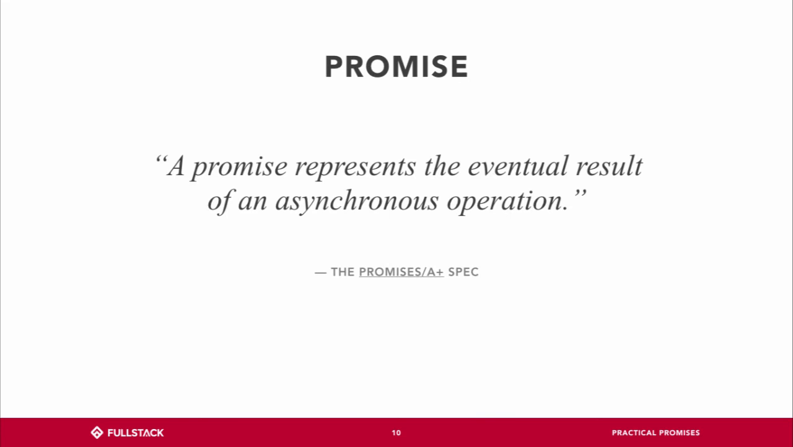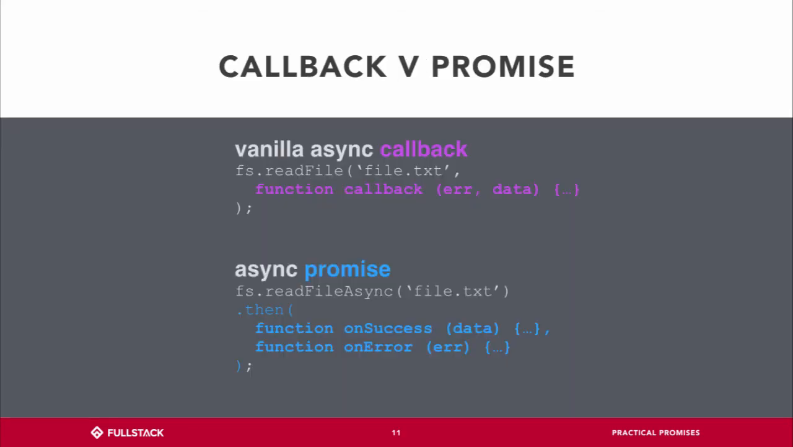So in terms of the definition, a promise represents the eventual result of an asynchronous operation. There's something that's happening asynchronously, and there's going to be a result of that happening. And the way that the promise libraries work is that if you have something that is asynchronous, so for instance here, if we have this readFile method, we know that we're passing in a callback, as opposed to if we had something that was asynchronous and returned a promise.